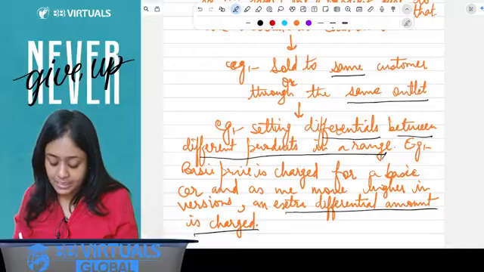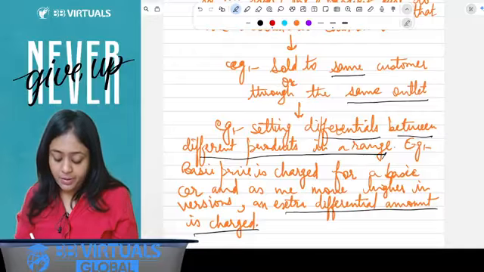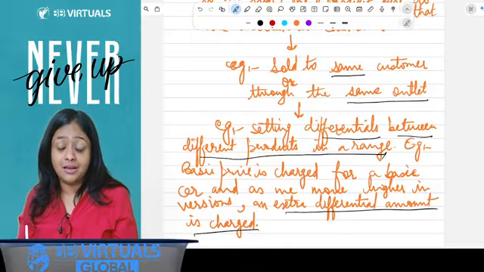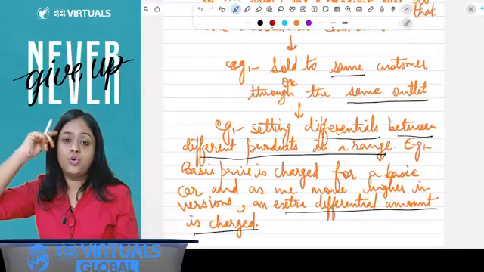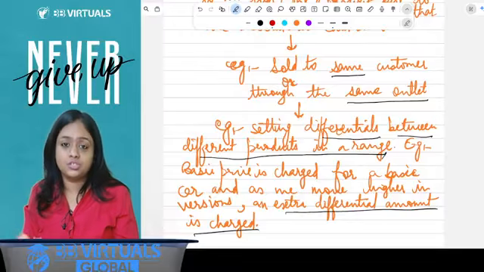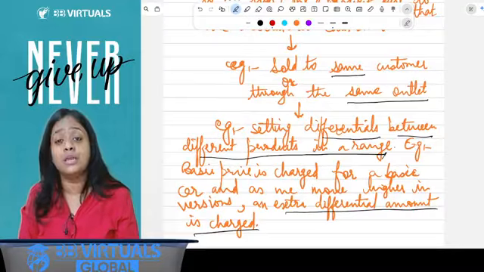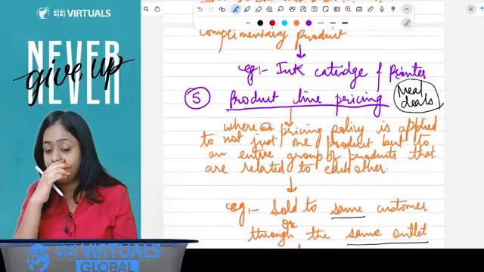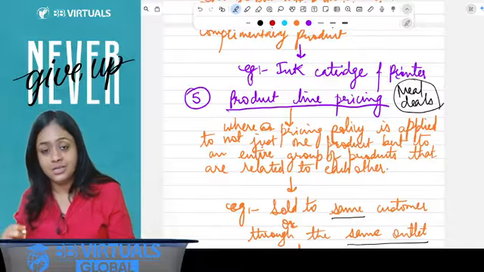So for example, setting differential prices between the different products in a range. Like a basic price is charged for a basic car, but as you go to the enhanced, better versions of the car, a higher price is charged. So in the same product line, we have differential prices charged.